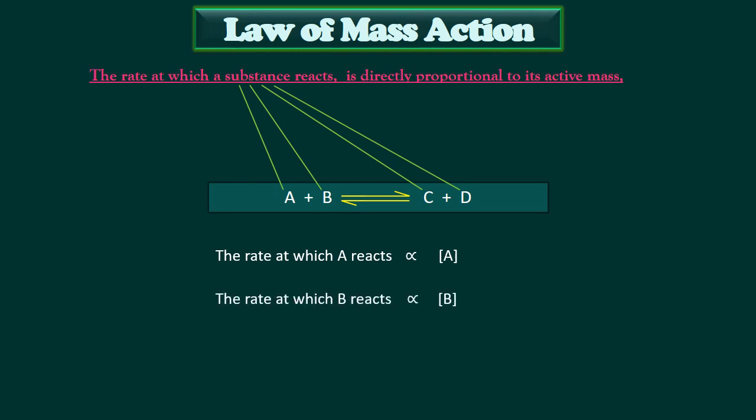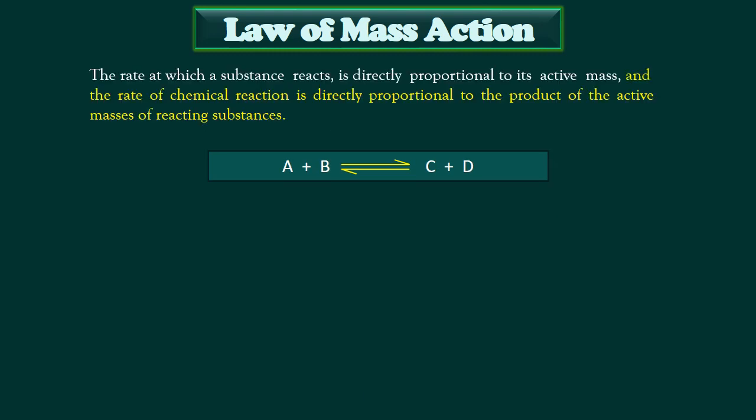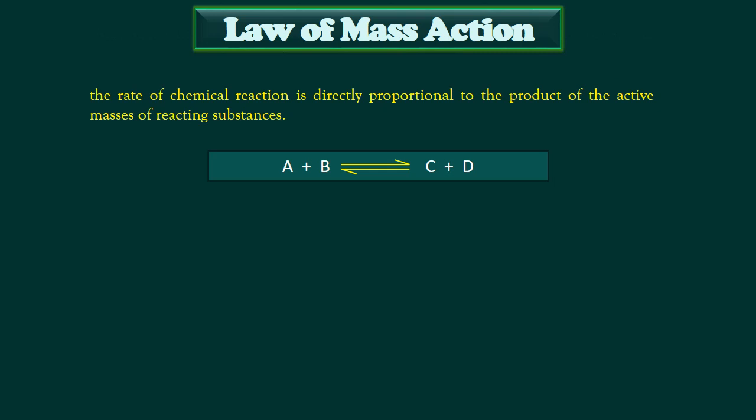Similarly, the rate at which B reacts is directly proportional to its active mass. The rate at which C reacts is directly proportional to the active mass of C. Similarly, the rate at which D reacts is directly proportional to the active mass of D. I hope you understand. Now I delete the first part of the law and ask you to focus on its second part, which is the rate of chemical reaction is directly proportional to the product of the active masses of reacting substances.